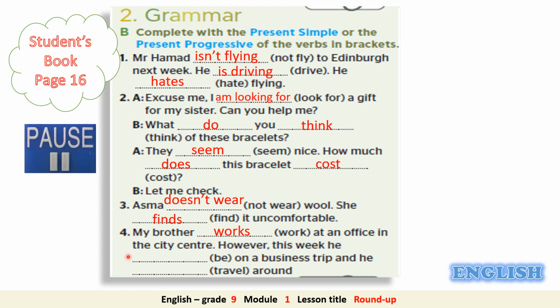What do you think? Very good. He is, because be becomes either am, is, or are. Here the subject is he, so we use is. What about travel? Very good. Is traveling. Why? Because here we are talking about this week, so it's a temporary action. We use present progressive. Well done, students.